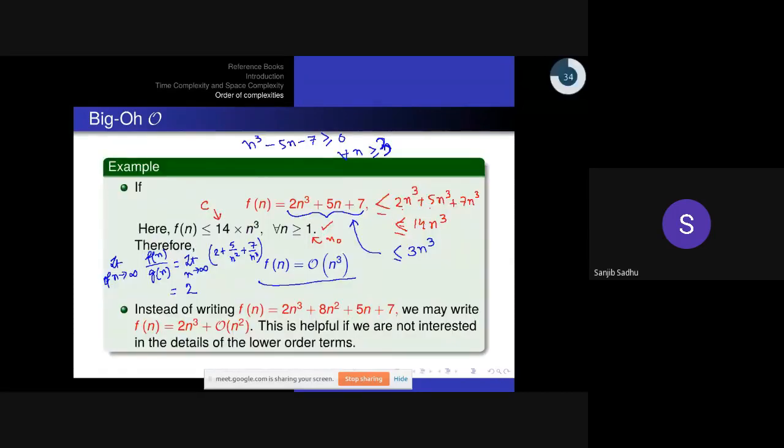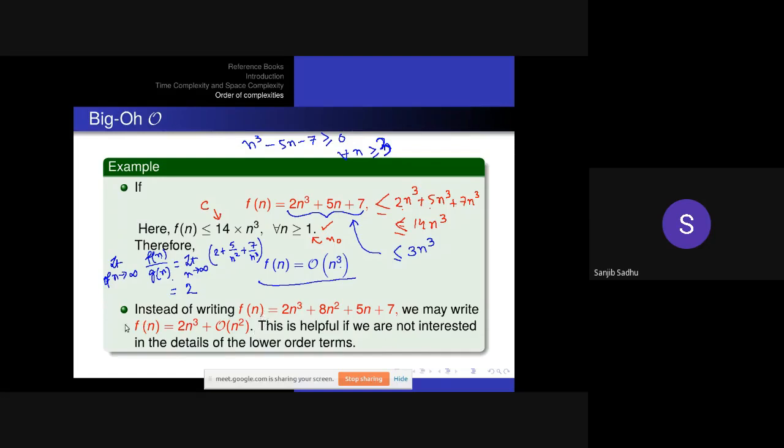So big O of Gn, what is Gn? Gn was n cube. Actually, here I have not written the middle step, that Fn is 2n cube plus 5n plus 7, and Gn was n cube. So this is the definition of big O of Gn.